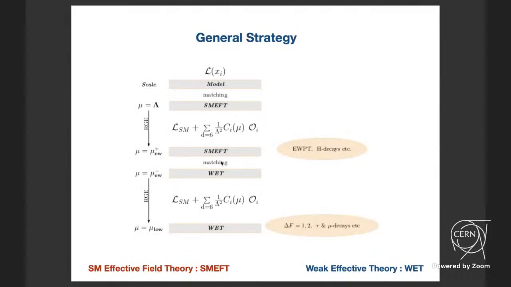When we do a phenomenological analysis using SMEFT, this is the general strategy that we follow. We have a new physics model at a high scale Lambda, and on integrating out the new physics particles, we get a tower of higher dimensional operators, SMEFT operators. Then in order to calculate observables at low energy, for example at the electroweak scale, one has to run down to the electroweak scale using the SMEFT RGEs. And if you want to calculate even lower energy observables, then at the electroweak scale we need to switch to another effective theory called weak effective theory, also known as the low energy effective theory, LEFT. And then further one has to run down to very low scales, and there you can use these Wilson coefficients to calculate various low energy observables.